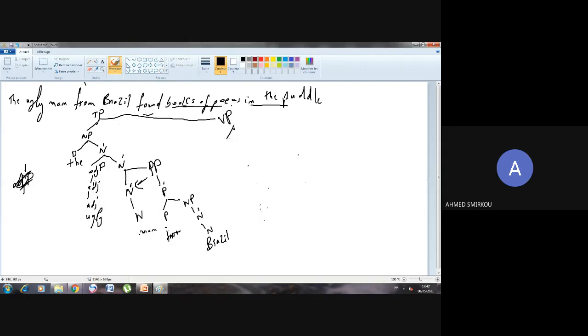Okay, so we said from the VP we always branch only V bar. Only V bar. So we said the first V bar is for the prepositional phrase, in the parallel. And the second one is for the complement, the object, the NP books of poems, and the V for the head, which is down.